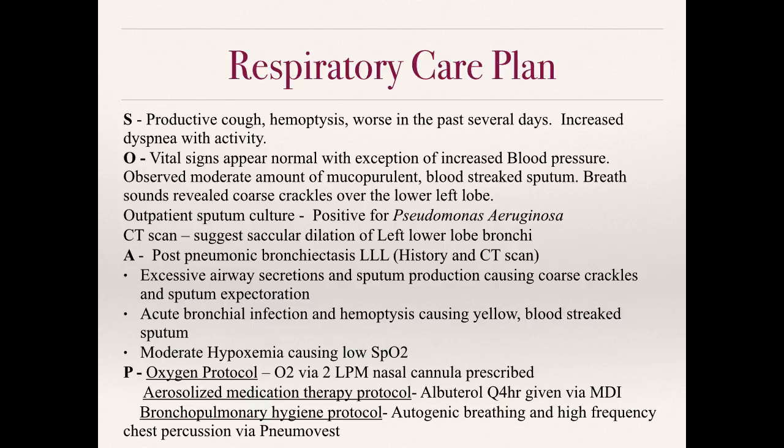Assessment: post-pneumonic bronchiectasis, left lower lobe, excessive airway secretions and sputum production causing coarse crackles and sputum expectoration. Acute bronchial infection and hemoptysis causing yellow and blood-streaked sputum. Moderate hypoxemia causing low SpO2.